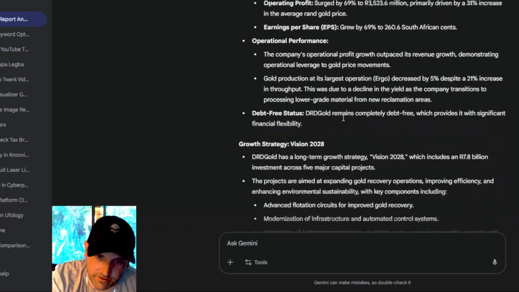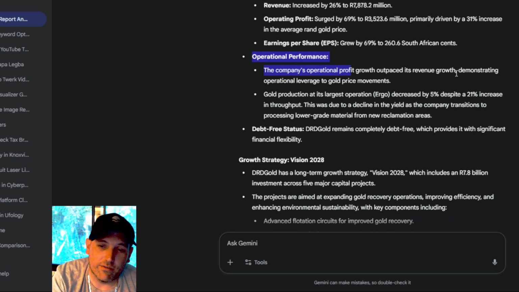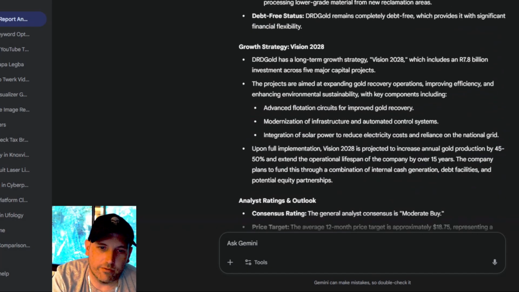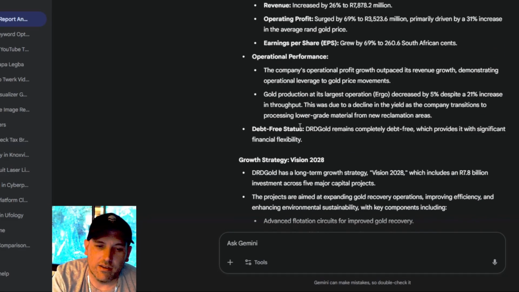Earnings per share, EPS grew. Oops, I went too far. EPS grew by 69% to 260.6 South African cents. So operational performance, you want to know all of that. The company's operational profit growth outpaced its revenue growth, demonstrating operational leverage to gold price movements. You're getting so much more information, and it's easier to read without even prompting. Actually, this turned out better than I thought it was going to turn out on the first try, which is nice. Debt-free status, that's always an important thing.